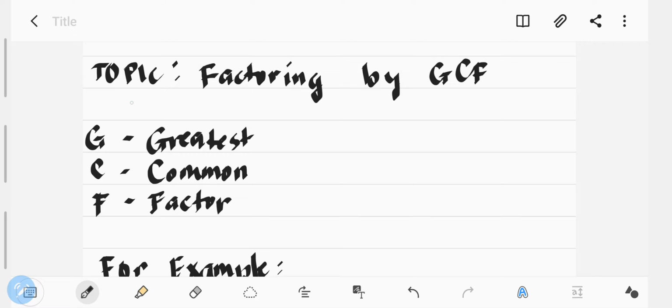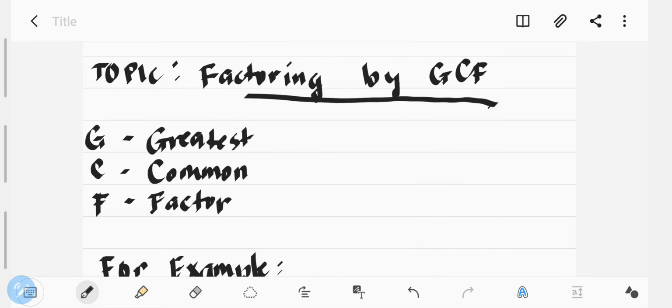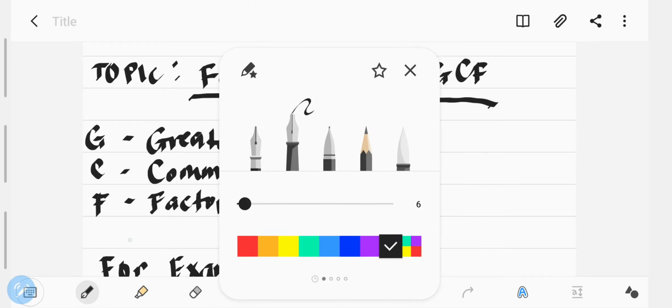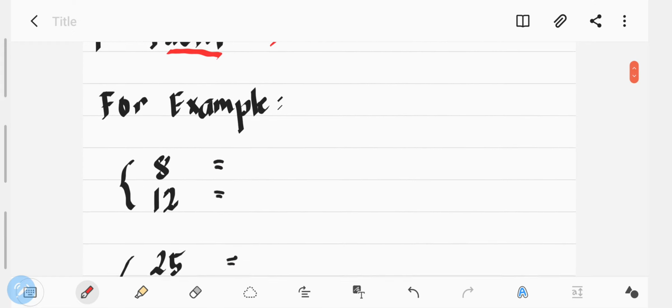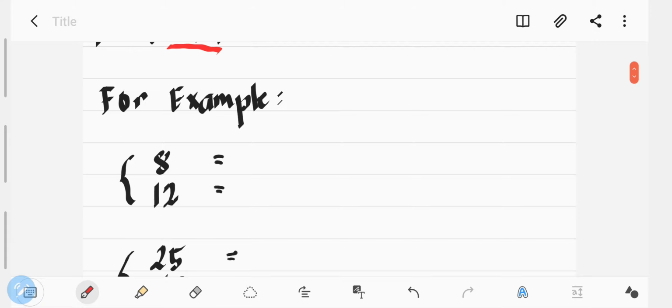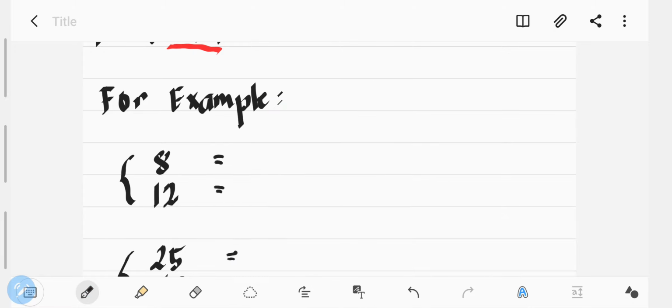So, umpisahan natin yung topic natin with factoring by GCF. Okay. So, ang ibig sabihin ng GCF is greatest common factor. So, pag sinabi natin greatest, yung pinakamalaki or pinakamataas na common factor na mayroon sa variables or numerals. So, let us look at the following examples. So, first natin is 8 and 12.